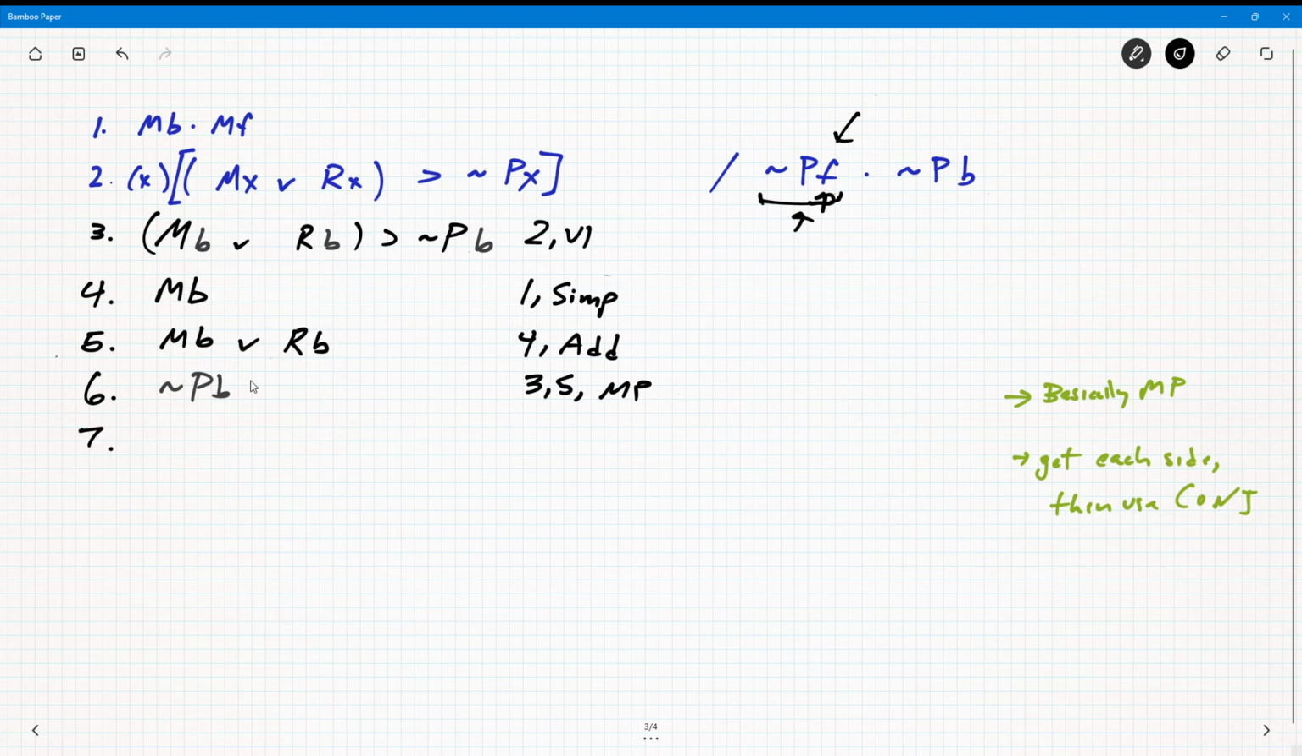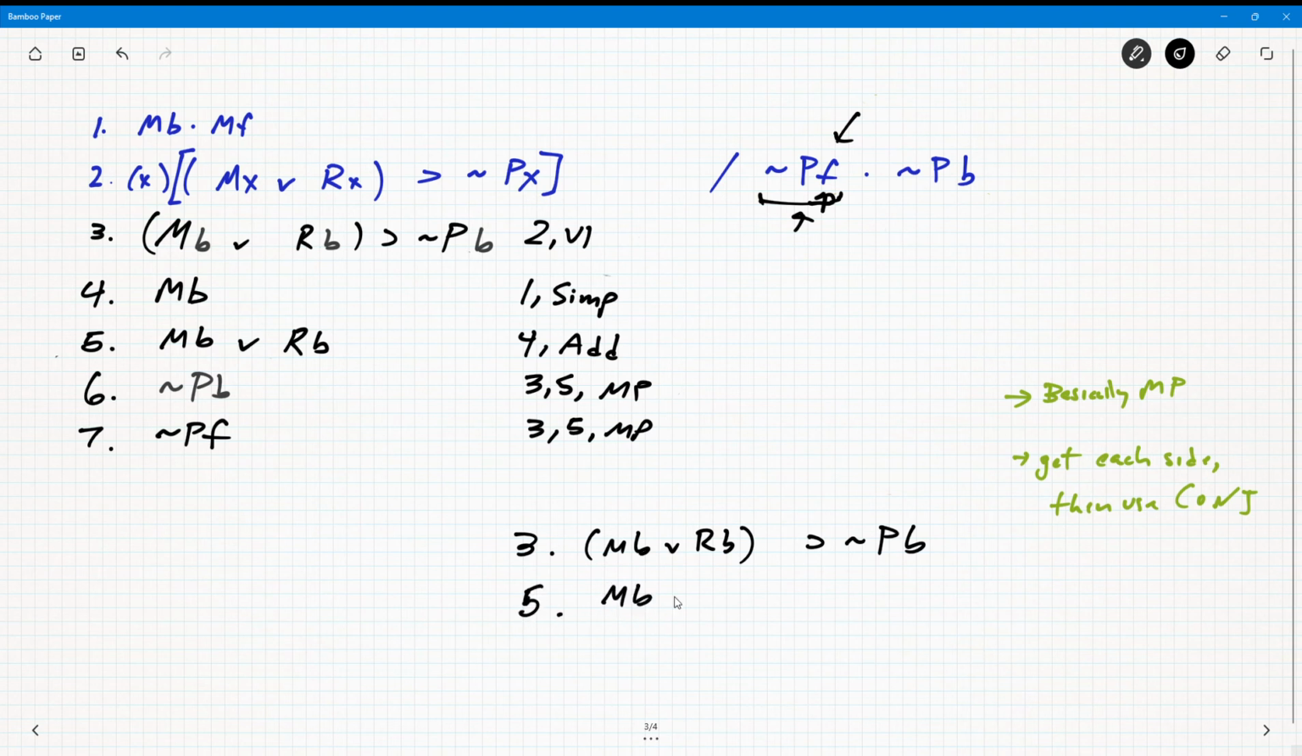And just to be clear here, I cannot, for example, do something like this. Line 3, 5, MP again. Okay, let's look at this in isolation just to make sure we're all on the same page about this. Line 3 says that if Bobo is either a mammal or a reptile, then Bobo is not a plant. Line 5 does give us the ingredients for modus ponens because it tells us that Bobo is either a mammal or a reptile. But here at line 7, I've attempted to derive that Fanny isn't a plant.